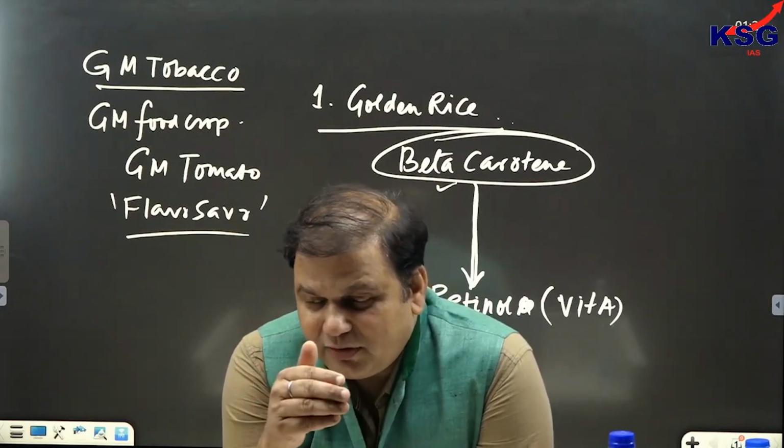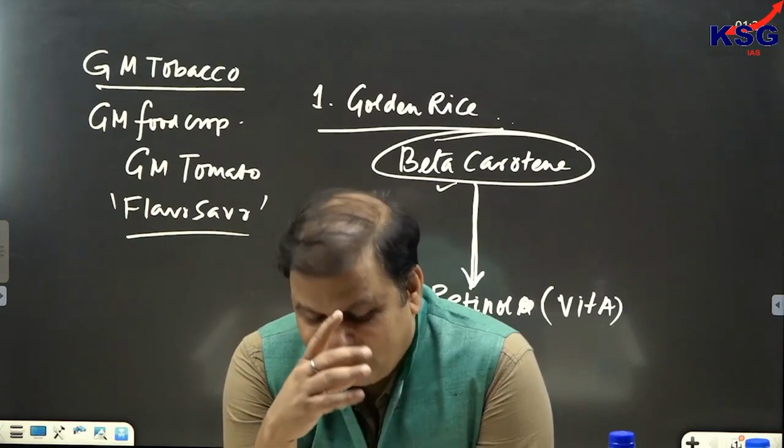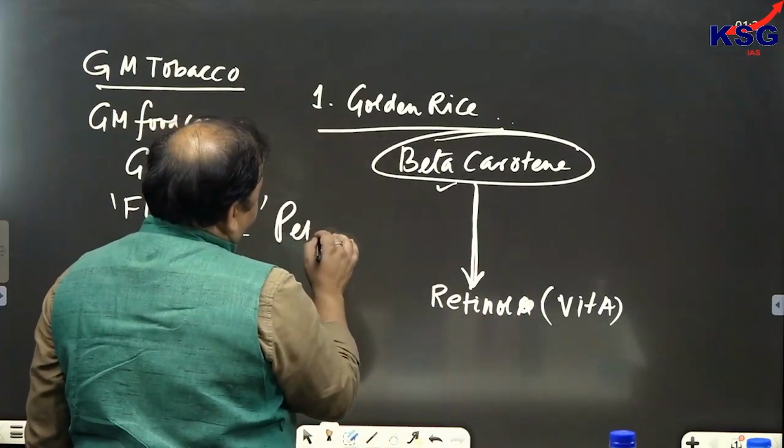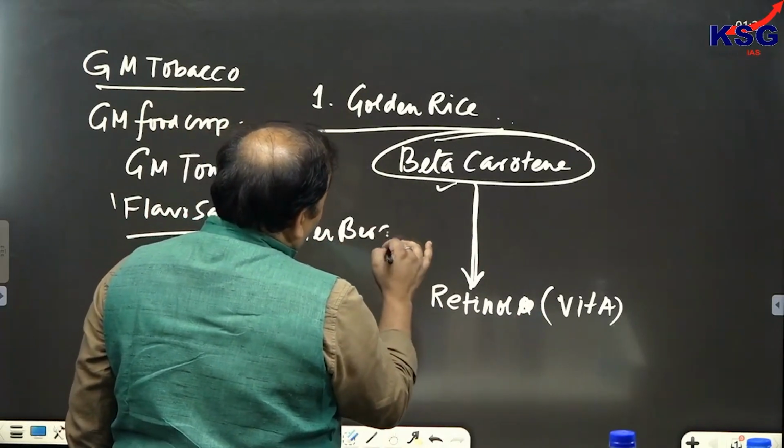So the two scientists, Peter Beyer and Ingo Potrykus, they were two scientists, Peter Beyer and Ingo Potrykus.